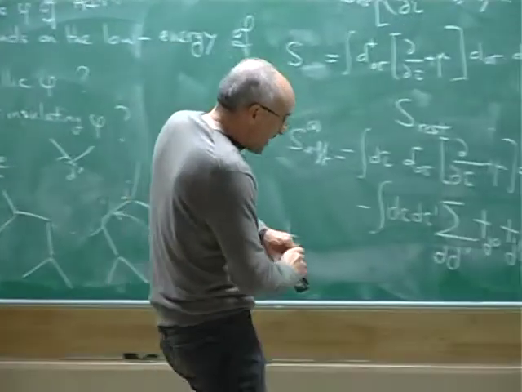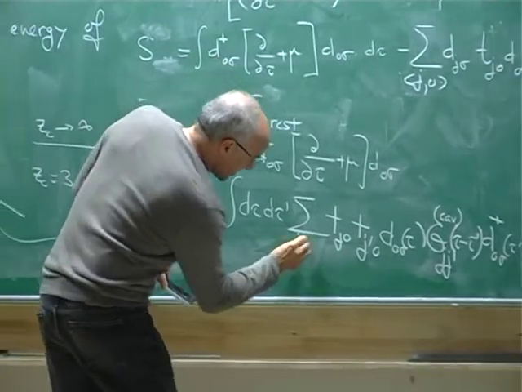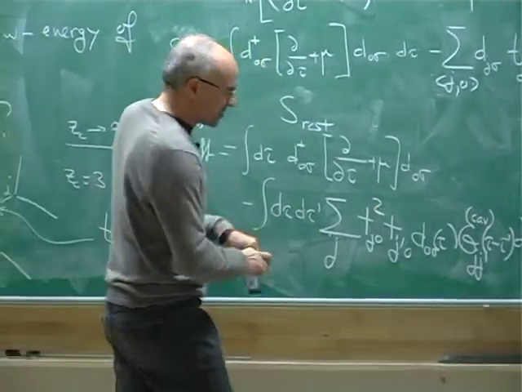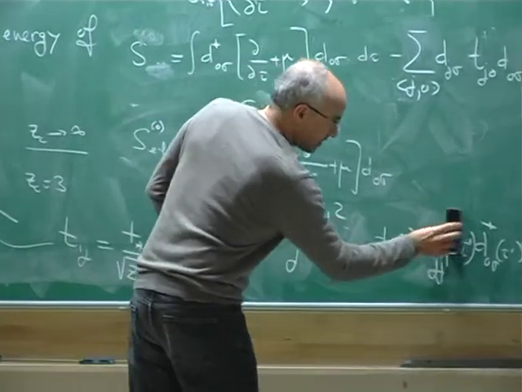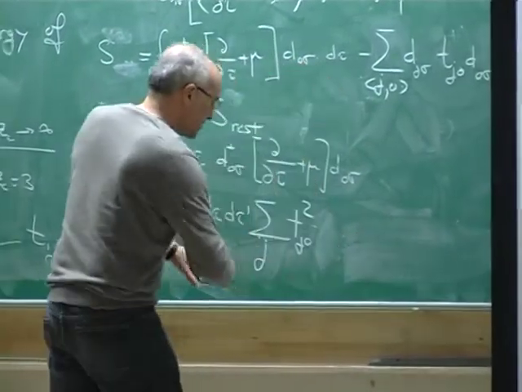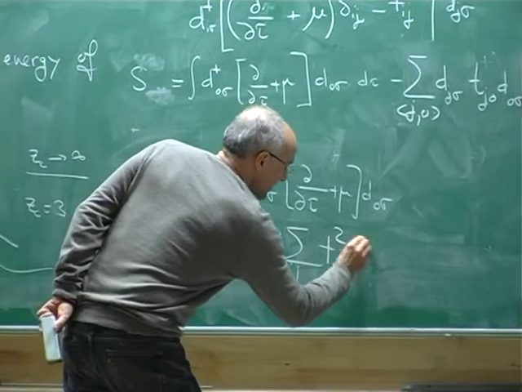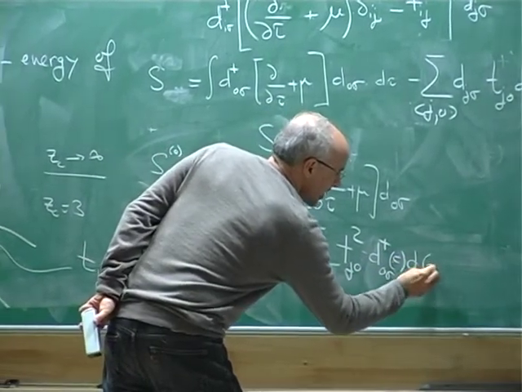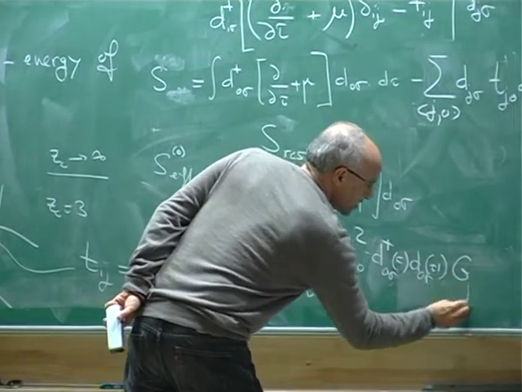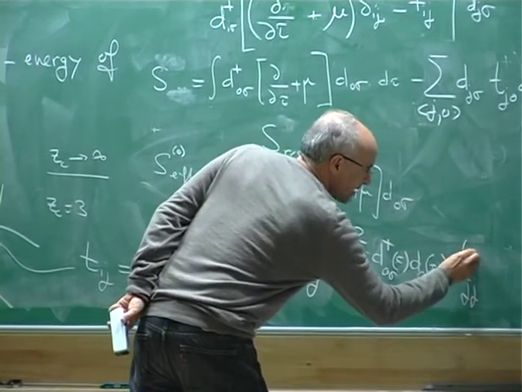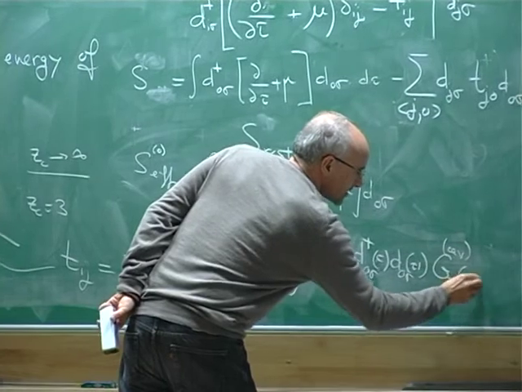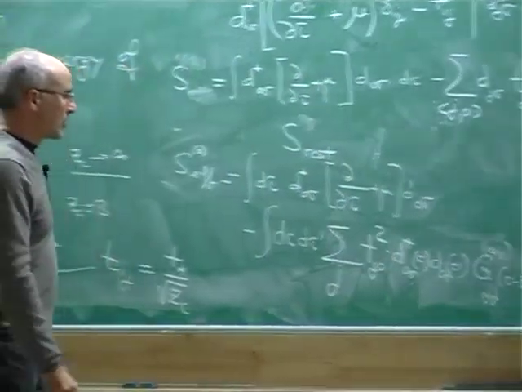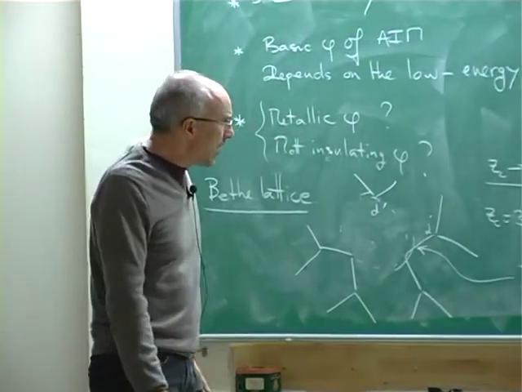Okay, so then this sum is really over J. Here we get T_j0 squared. And here we really just have, let me rewrite this, d dagger 0 sigma tau, d_0 sigma tau prime, G_jj with the cavity of tau minus tau prime. Good. So now comes the catch.